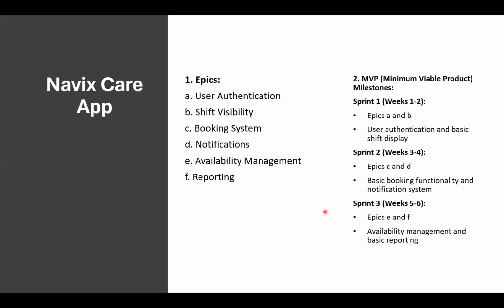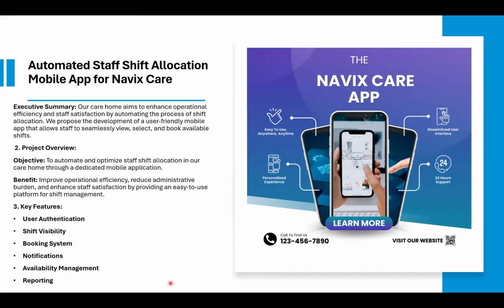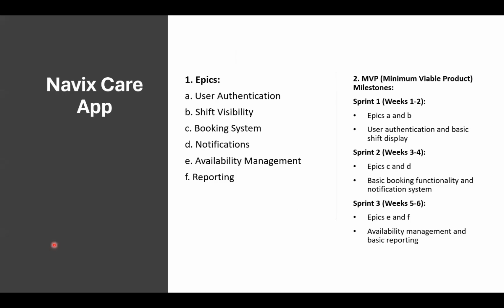The first thing is we want to break it into epics. This is what we want. A big chunk of work. Look at all of the features that we want. Break it into epics. Remember what epics are. A big chunk of the work is called an epic. Number one, user authentication. Number two, shift visibility, booking system, notifications, availability management, and reporting. Our data analysts must be very busy on this, reporting to us lots of stuff. So these are the big epics that we want to deal with.